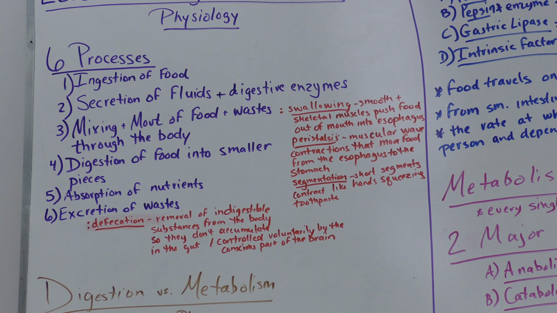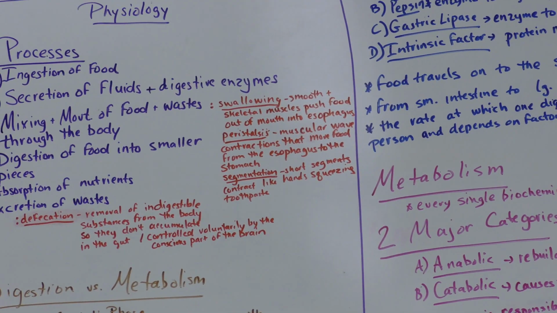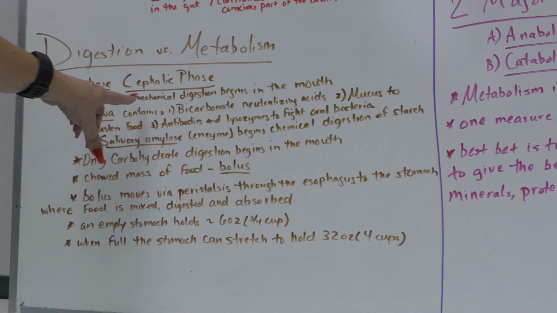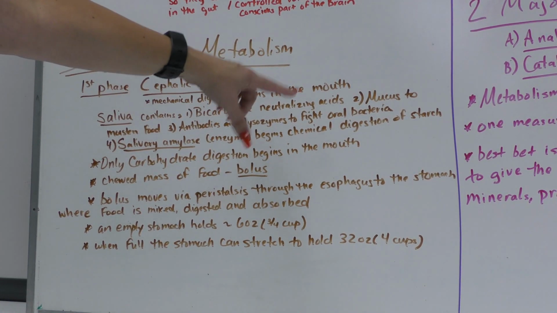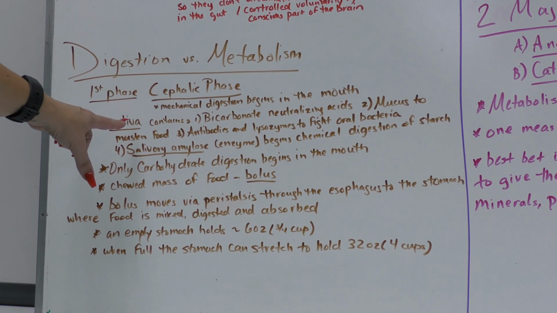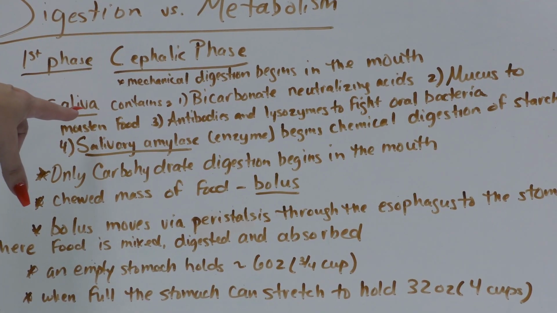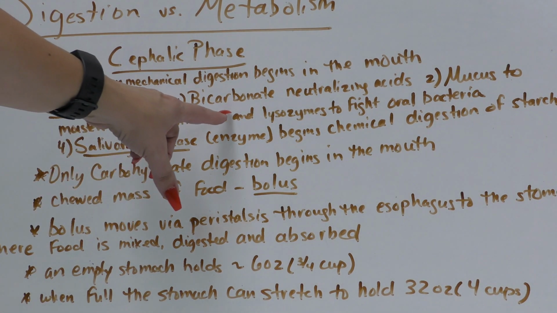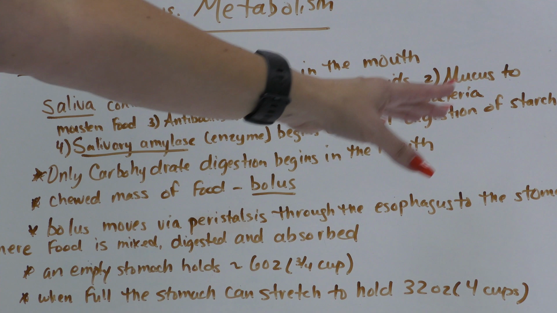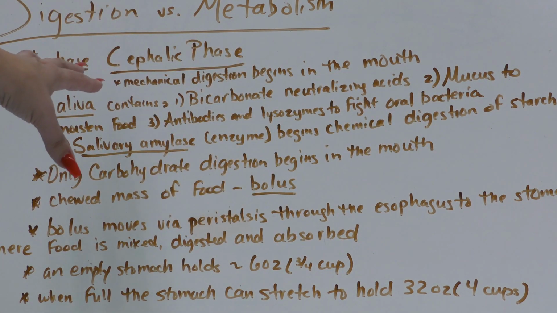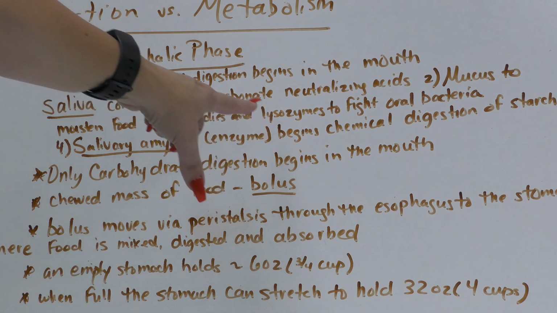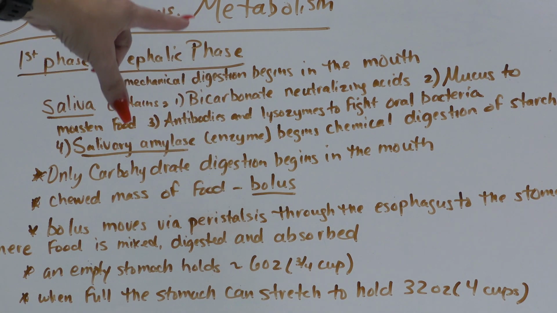A lot of people get those two things confused. So the first phase up here is called the cephalic phase, right? Mechanical digestion begins in the mouth. We looked at that. And saliva, your spit, right? There are a lot of things in that you don't even realize. In your saliva, you have bicarbonate, neutralizing acids, okay? We have mucus, you know what mucus is, and that helps to moisten the food and the oral cavity. Antibodies and lysozymes, and what they do is they fight off oral bacteria.